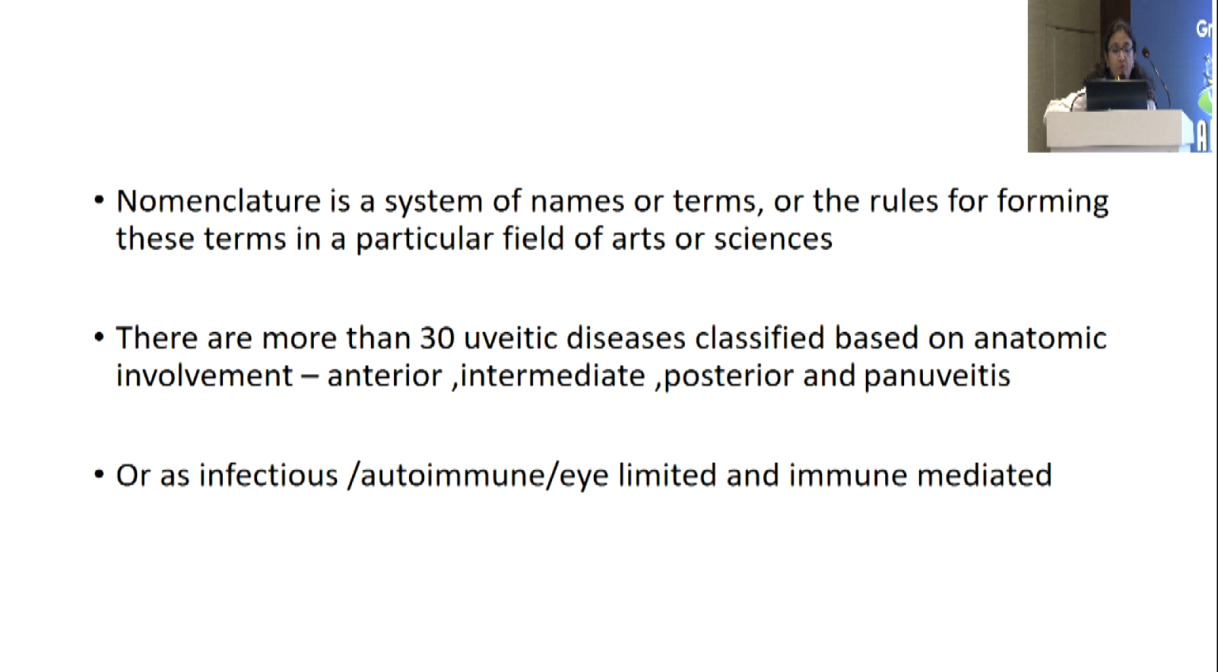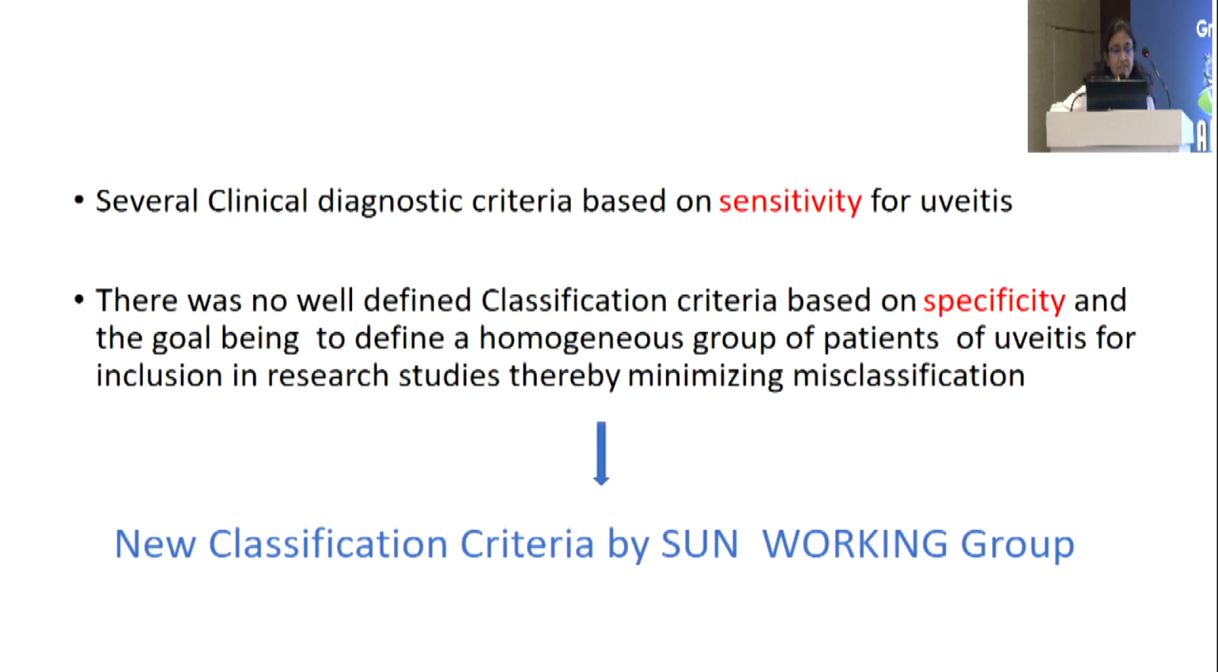Apparently, we all know that there are more than 30 uveitic diseases classified based on anatomical involvement, and they have been broadly classified into anterior, intermediate, posterior, and panuveitis, or as infectious, autoimmune, eye-limited, and immune-mediated. Now, several clinical diagnostic criteria based on sensitivity for uveitis are already there, but there are no well-defined classification criteria based on specificity, the goal being to define a homogeneous group of uveitis patients for inclusion in research studies, thereby minimizing misclassification.